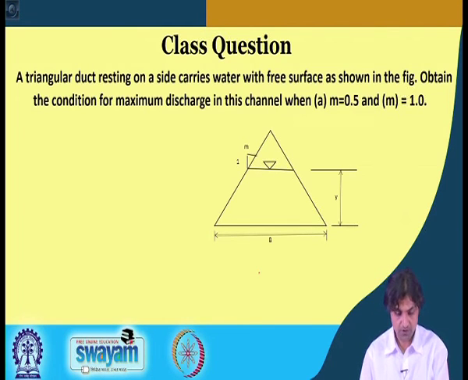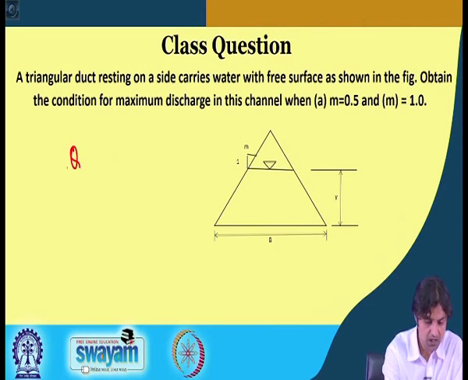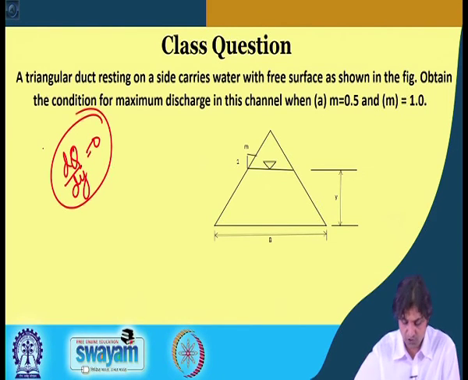So, this is another question. It says that the triangular duct resting on a site carries water with free surface as shown in the figure. Obtain the condition for maximum discharge. So, just telling you, for maximum discharge dQ by dy is equal to 0. So, everything is actually given.